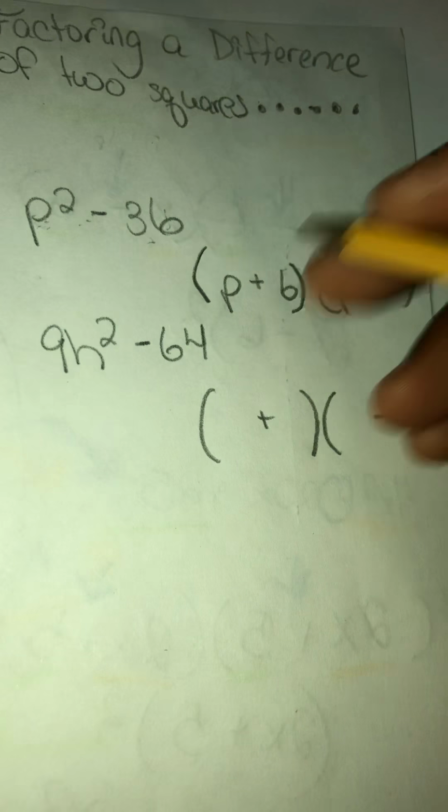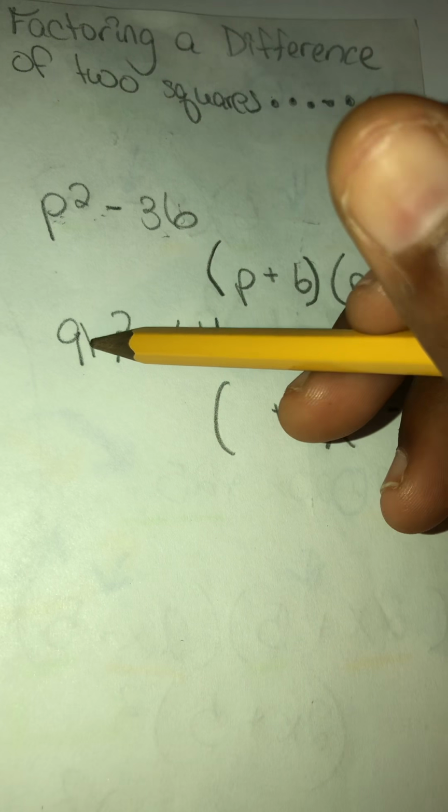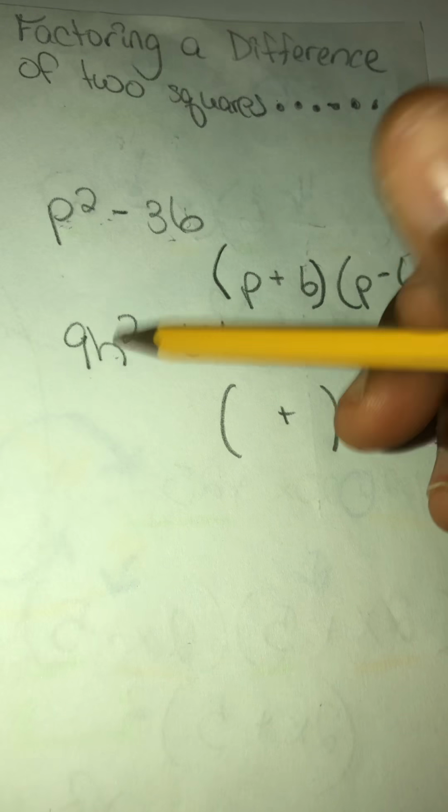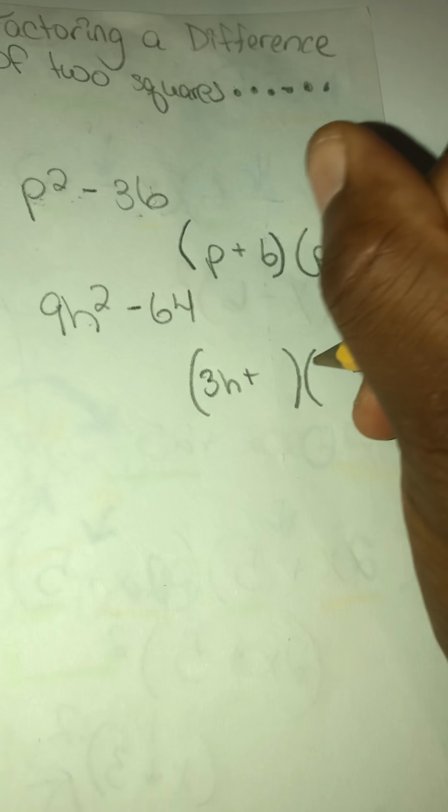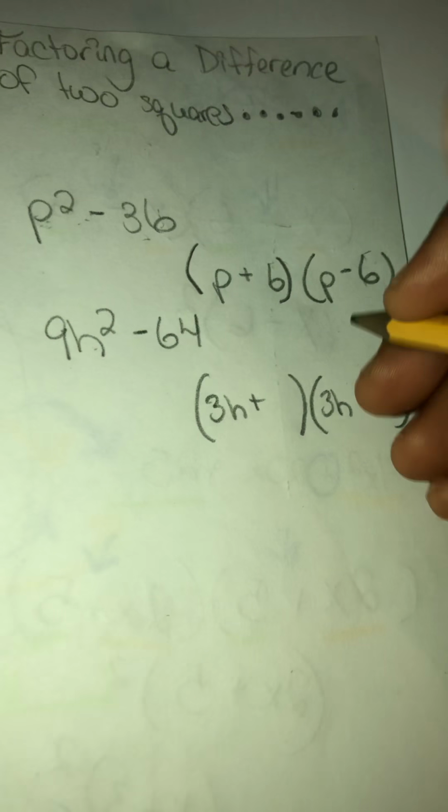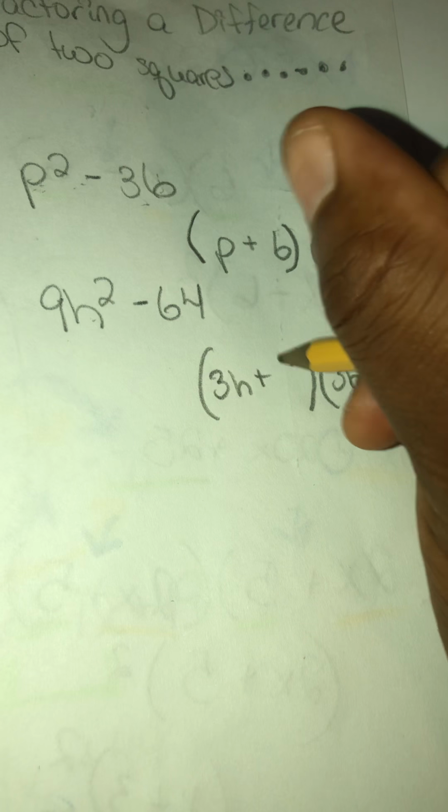And that's it. Here, I just need to take the square root of 9, which is 3. The square root of h to the second power is h. So 3h goes in the first one. And the second term is the square root of 64, which is 8.